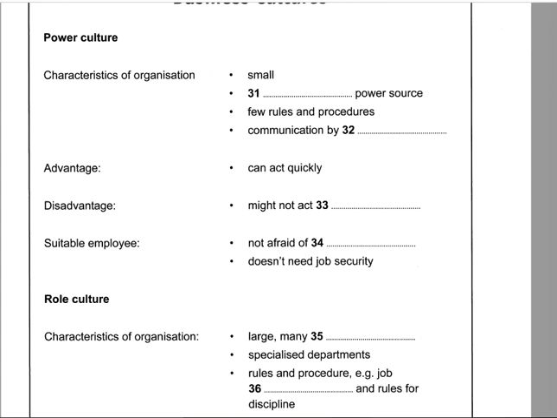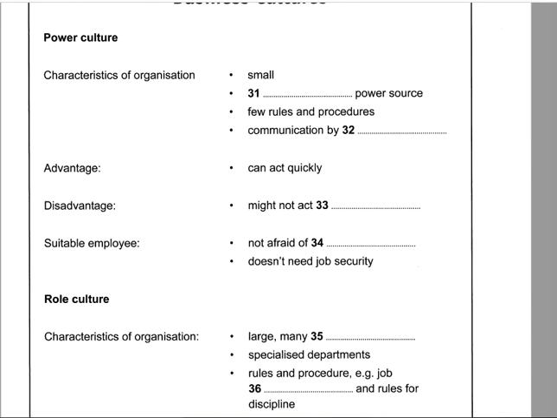Now, one of the benefits of this culture is that the organization has the ability to act quickly, so it responds well to threat or danger on the one hand, and opportunity on the other. But on the negative side, this type of organization doesn't always act effectively, because it depends too much on 1 or 2 people at the top, and when these people make poor decisions, there's no one else who can influence them. And the kind of person who does well in this type of business culture is one who is happy to take risks, and for whom job security is a low priority.